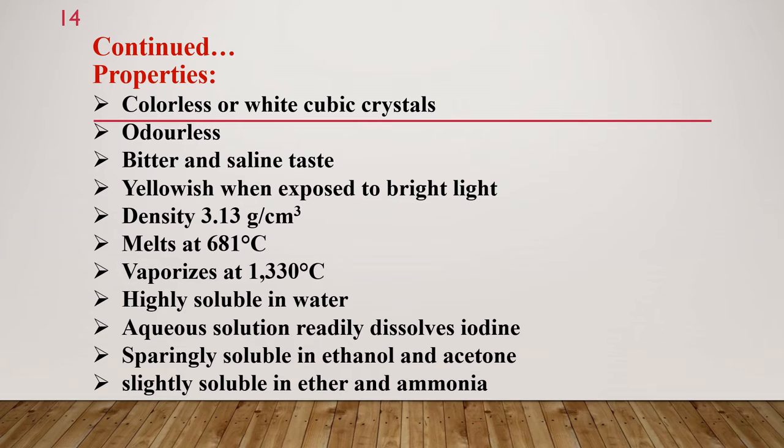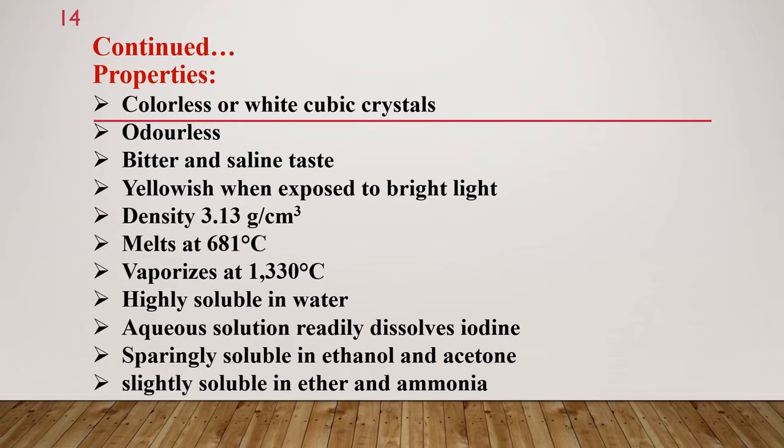Density of potassium iodide is 3.13 gram per centimeter cube and it melts at 681 degrees Celsius, whereas it vaporizes at 1330 degrees Celsius. Potassium iodide is highly soluble in water. About 140 gram of potassium iodide is soluble in 100 ml of water at 20 degrees Celsius. Aqueous solution of potassium iodide can readily dissolve iodine.